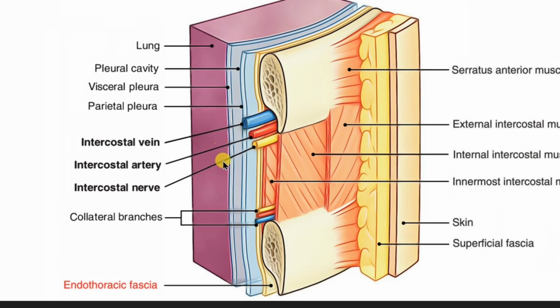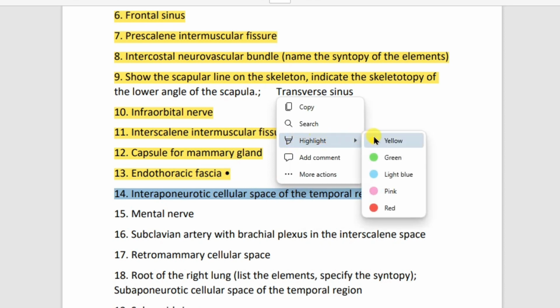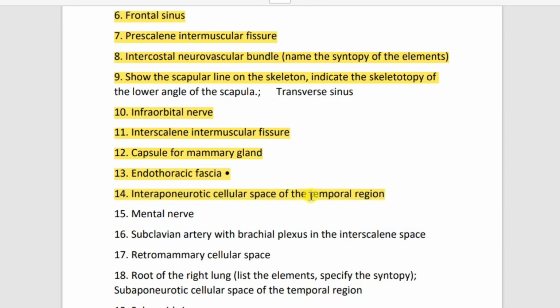Okay, and this endothoracic fascia contains variable amounts of fat in order to reduce the friction between the layers. So that's the endothoracic fascia. The next structure we have here is the interaponeurotic cellular tissue of the temporal region. As already indicated here, we can find it in the temporal region.